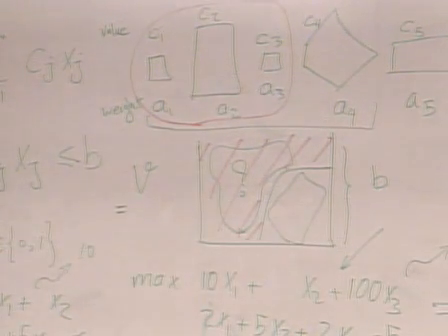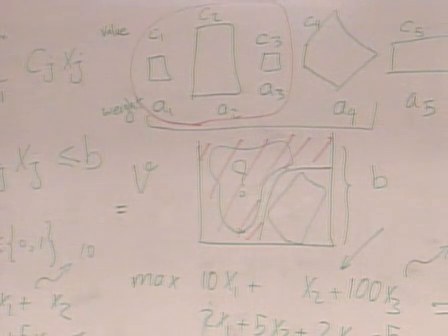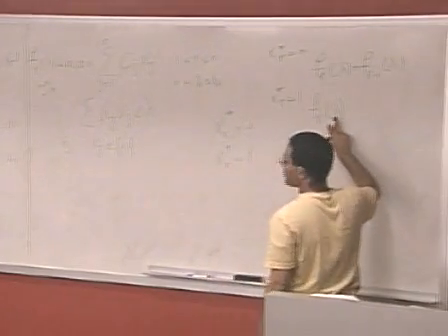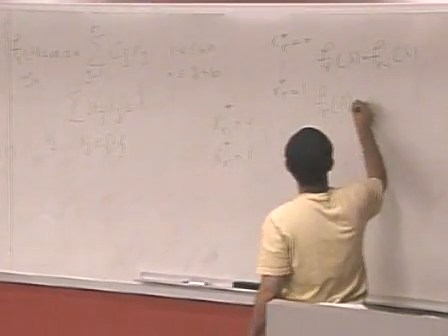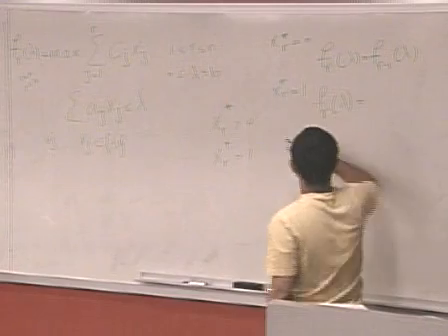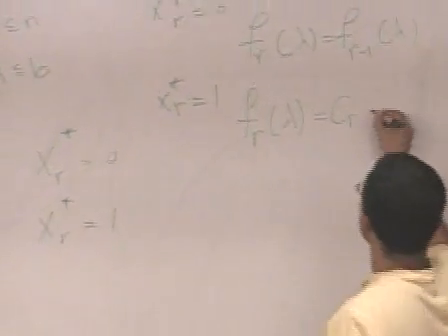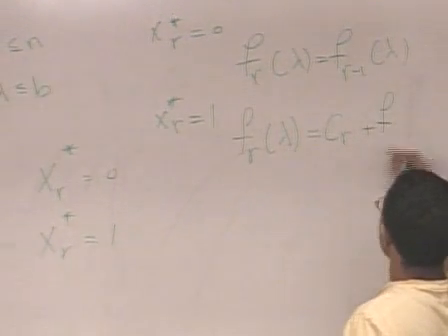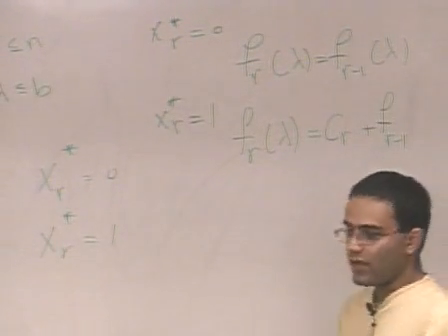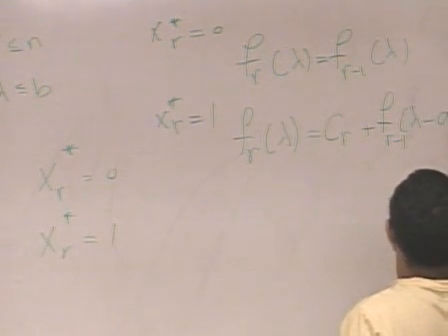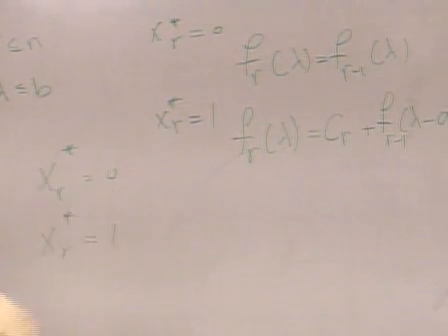Maybe here the mathematical notation would help. I'm saying that f_r(lambda), r items with capacity lambda, if the r-th item is put there, is equal to the value of that item plus solving the optimization problem with one less item and capacity minus the capacity of that item that I put there.